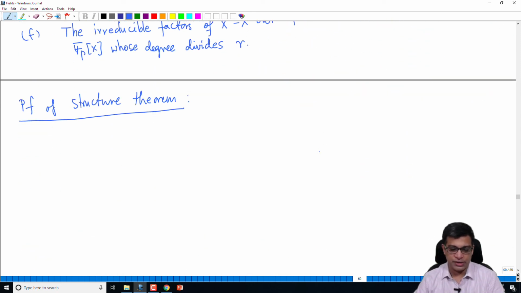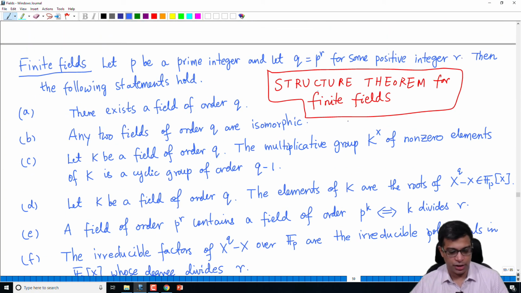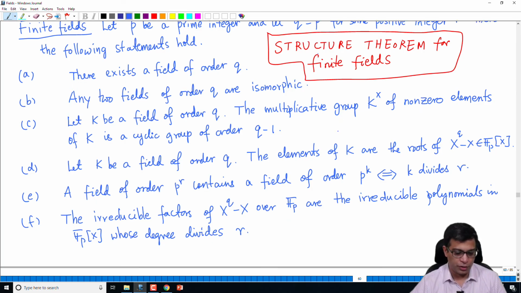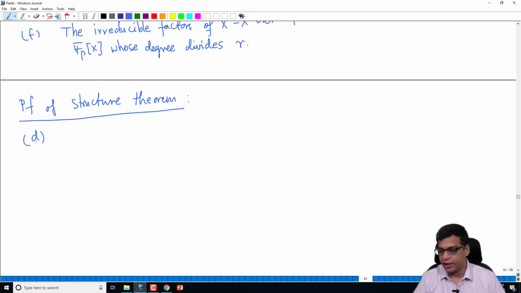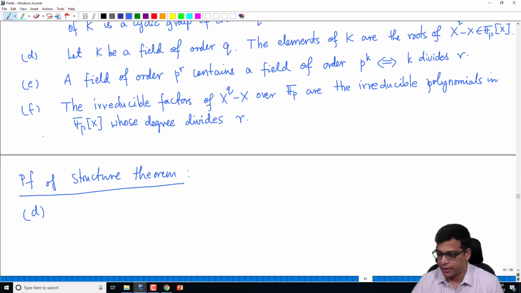So I will not prove this in the order in which I wrote. I wrote in that order because this is the sequence that you should remember, but we will prove it in a different order. So we will prove D first. I will prove all of these one by one. So let's prove D. What does D say? D says that if you have a field of order Q, its elements are the roots of this polynomial. This is very easy.